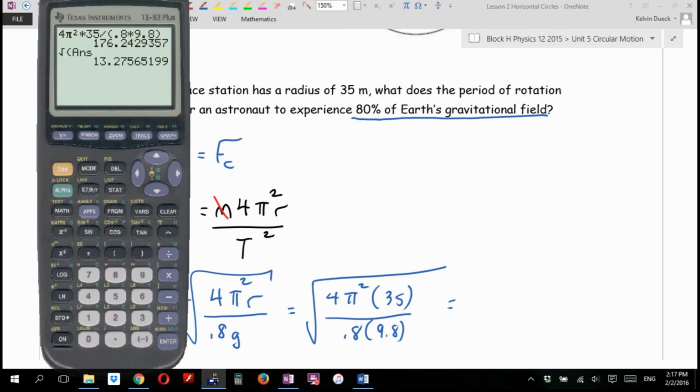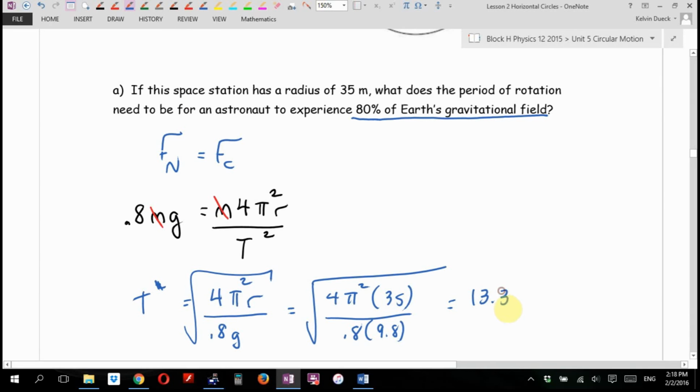This needs to spin every 13.2 seconds. 13.3 seconds, sorry, round off properly. That would make you feel 80% of your weight. Your mass wouldn't have changed. Remember, weight is the mg. The artificial mg would be 80% of it. Is that okay? We'll come back to some of the hypothetical, and I got some videos to show you as well. But I want to get through the lesson because you guys got a week off.